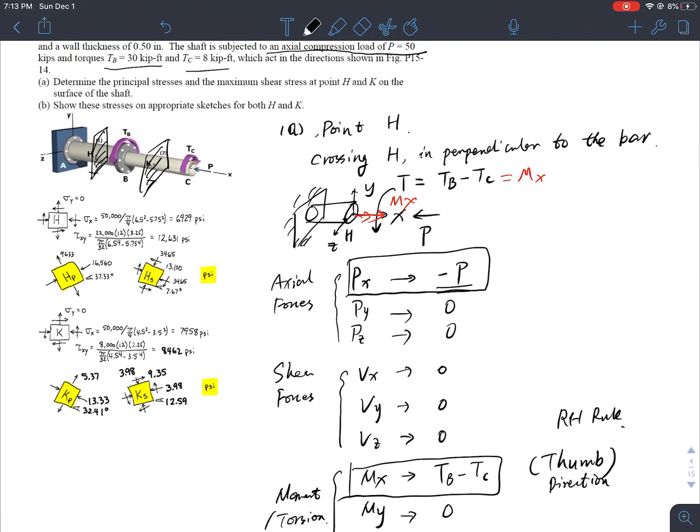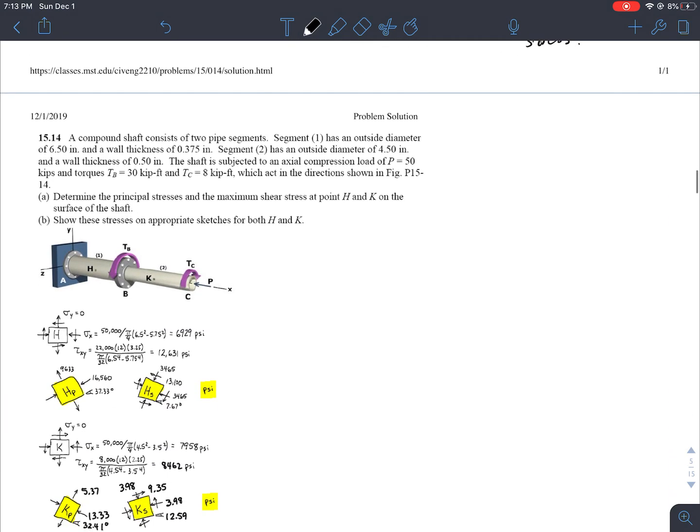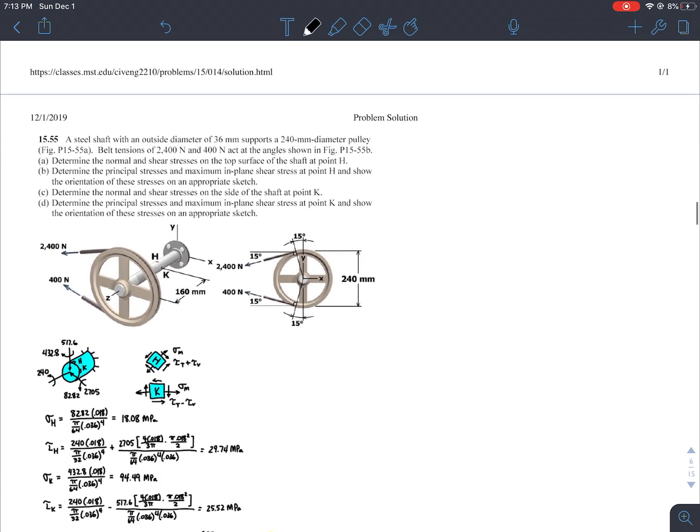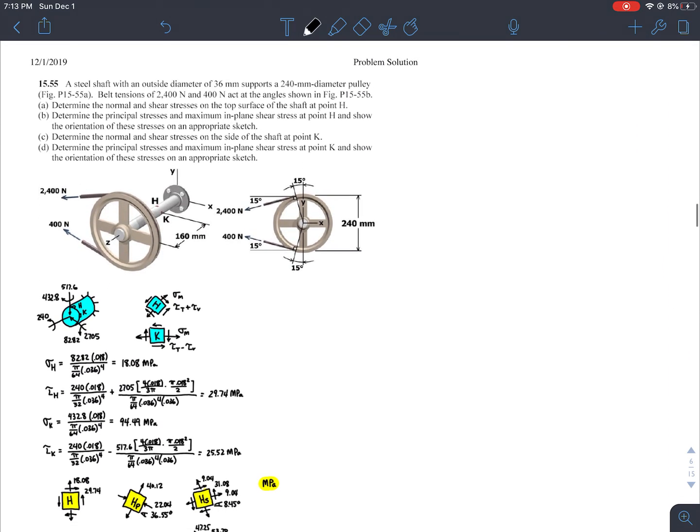You can follow the strategy and confirm the results as shown here. If you couldn't find a solution, please email me and I can chat with you over the phone or through email. So that is how we find stresses in a torsion and axial problem. And now let's talk about a steel shaft problem.